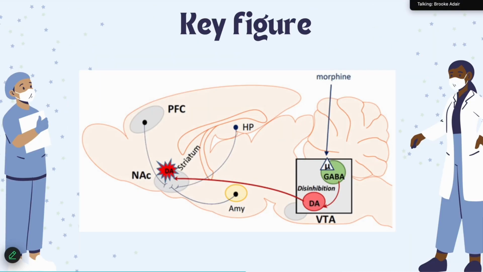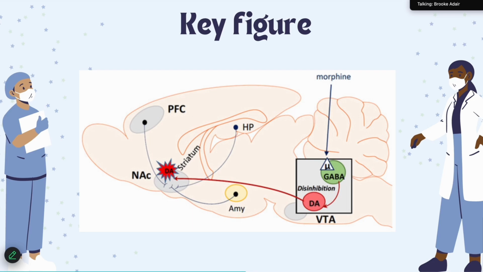Our key figure. The red circle, labeled DA, represents the dopamine receptors in the brain. The green circle, labeled GABA, represents the GABA receptors. This figure shows how morphine affects these receptors to produce a euphoric effect.